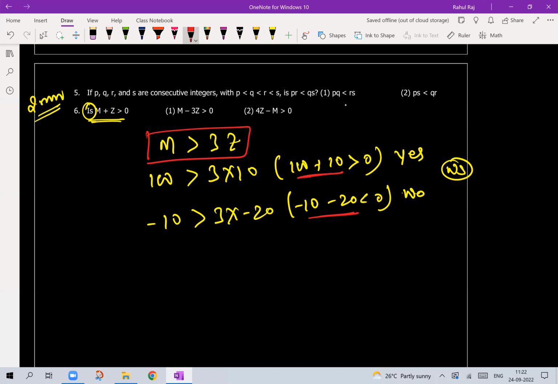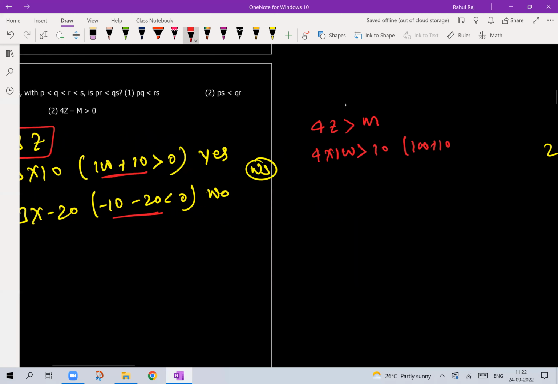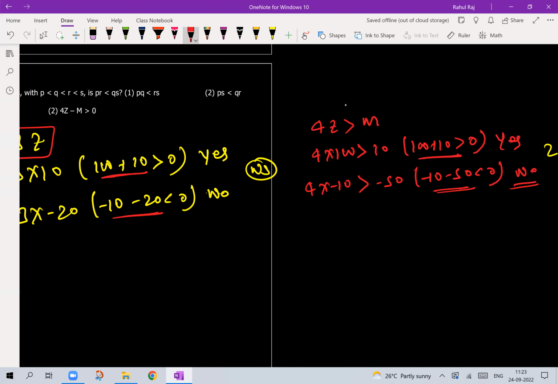Second is exactly the same thing, 4z minus m greater than 0. That means nothing but 4z is greater than m. So 4 into 100 is greater than 10. It means 100 plus 10 is greater than 0. M plus z is greater than 0. Again, 4 into negative 10 is greater than minus 50. Simple logic. Now here minus 10 minus 50 is less than 0. So again, m plus z greater than 0, I have a yes situation. M plus z less than 0, I have a no situation. I can straight away again say this is not sufficient to answer the question.